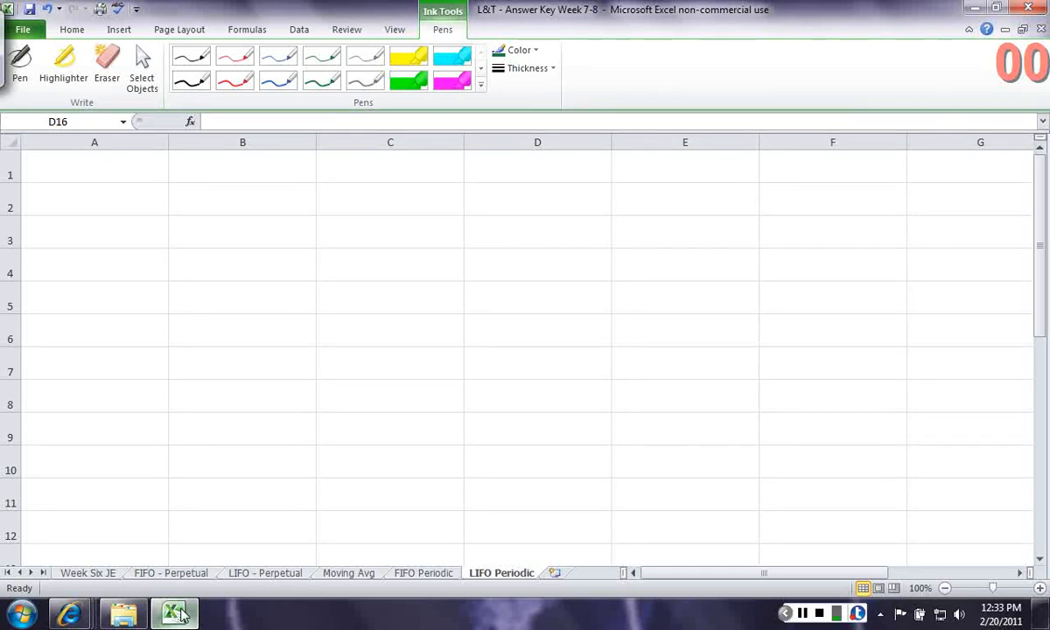Okay, now we are doing periodic LIFO. And as I mentioned in the last session, we are not keeping track of inventory as we go. We're looking back to calculate our cost of goods sold because remember, we throw everything in purchases under periodic. So step 1 is to calculate our goods available for sale.